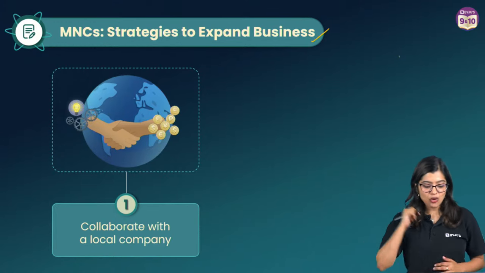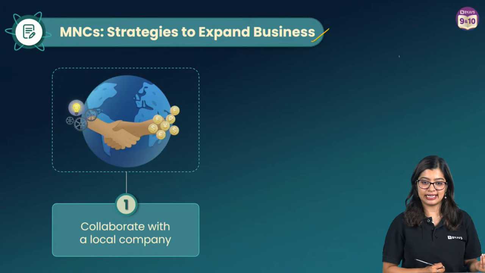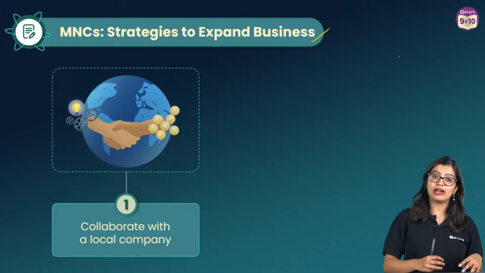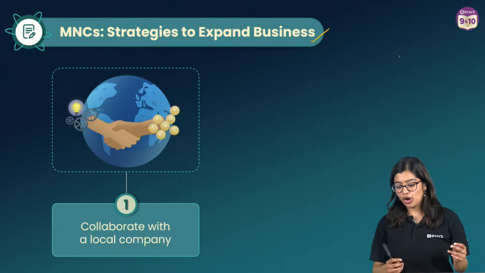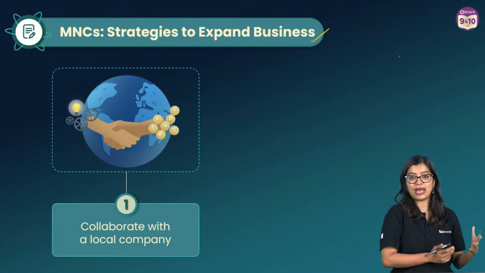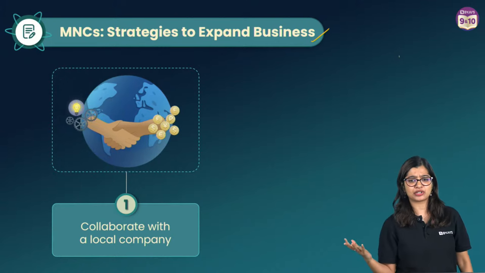Theek hai. Now coming back, how will it expand their business? They can expand their business in two, three ways. One, they can collaborate with a local company. So normally if you look at big companies like Coca-Cola, Pepsi, even water manufacturing companies.